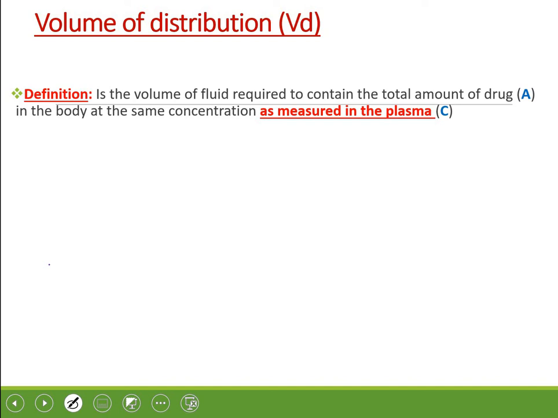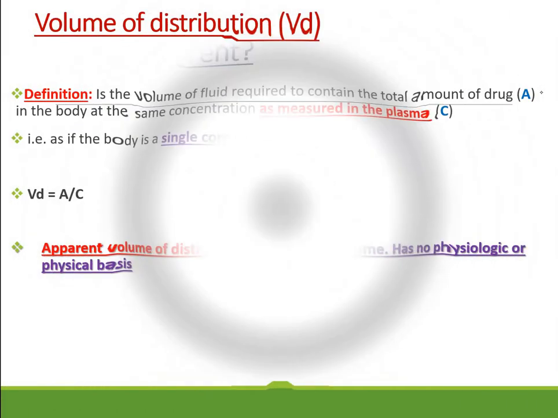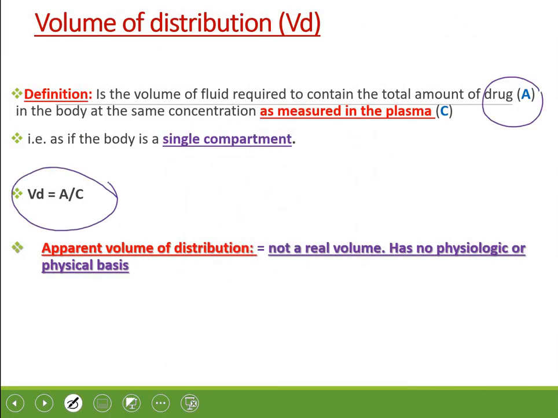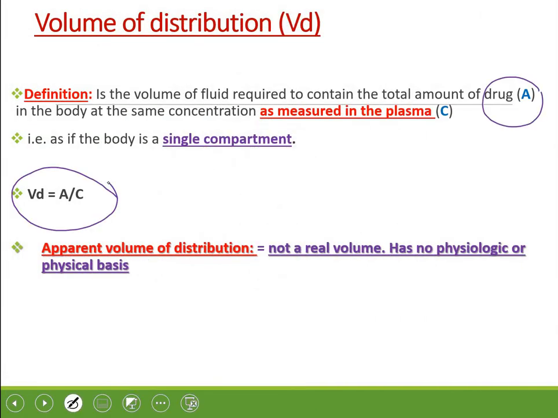So thus the volume of distribution is the volume of fluid required to contain the total amount of drug. For example, if we consider drug A in the body, the same concentration is measured in the plasma, which is expressed as C. So for a single compartment, meaning it goes from the central compartment to the tissues, the volume of distribution is calculated by this formula: A divided by C, where A is the amount of drug and C is the plasma concentration. Thus, it is an apparent volume of distribution, not a real one.